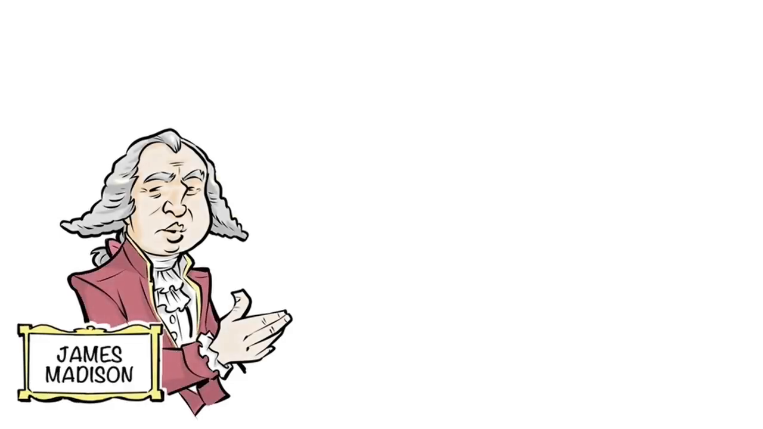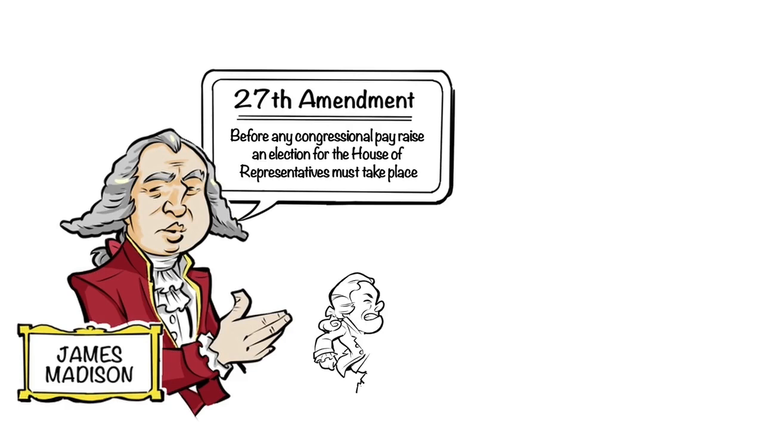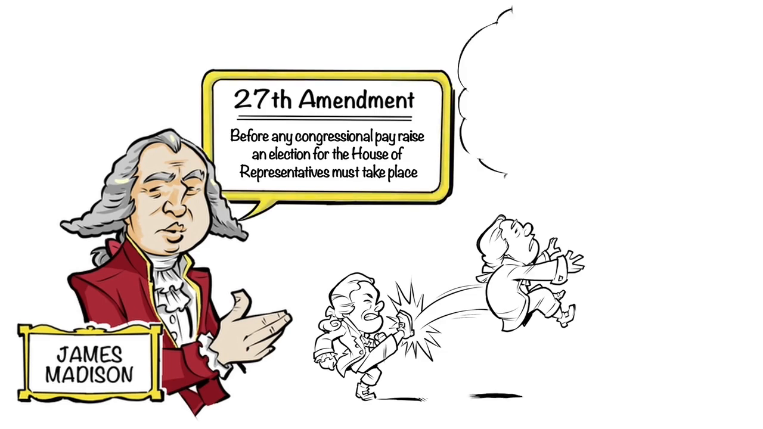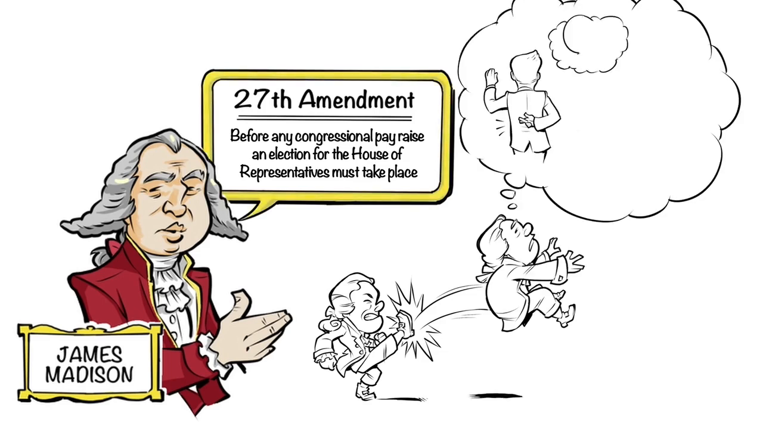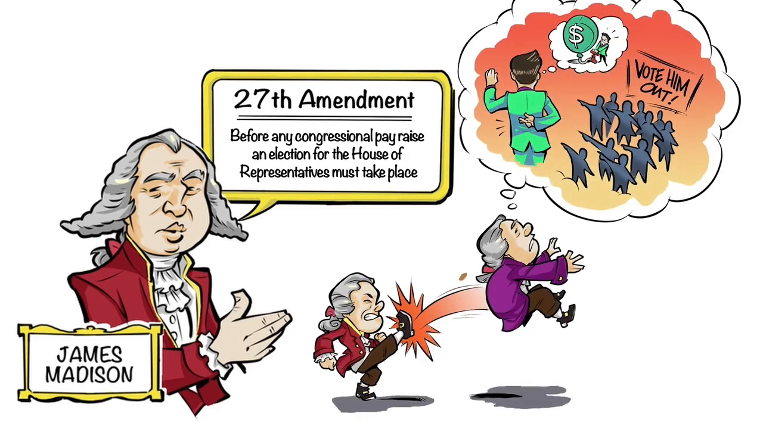Exactly. James Madison was a big proponent of making sure this couldn't happen. So he proposed that, before any congressional pay raise took place, an election for the House of Representatives had to occur beforehand. This way, if the people thought congressmen were overpaying themselves, they could vote them out of office, really giving the public oversight of the salary of members of Congress.